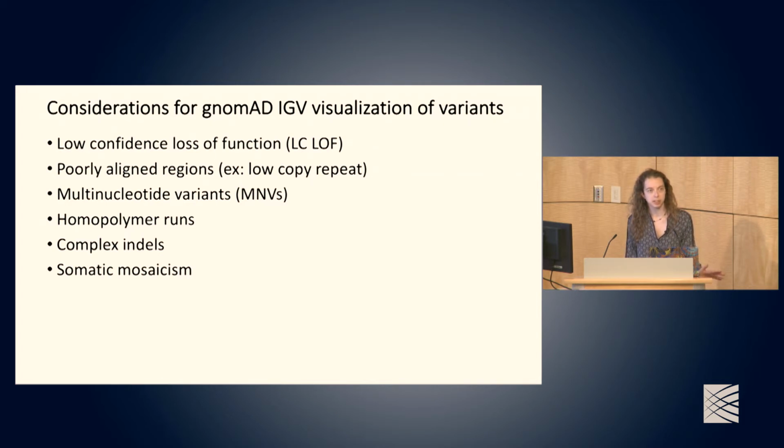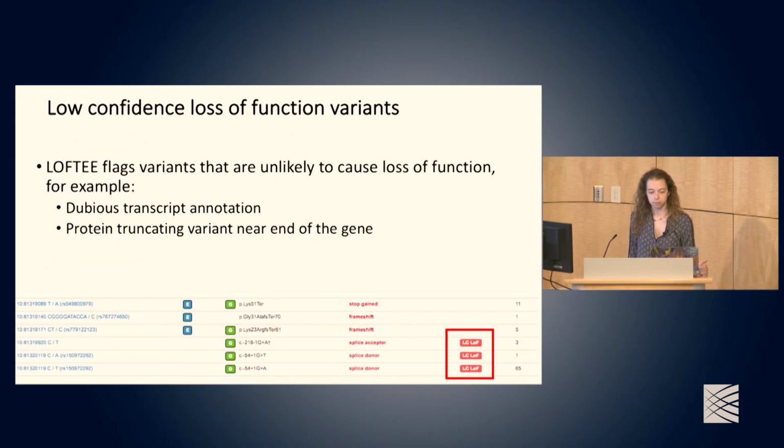variants. That's not to say that the variant isn't real, it's just to say that just because a variant is called a protein truncating or loss of function variant, it may not actually result in protein truncation. And so it's important to look at the variant and see what you think would happen from it. We have poorly aligned regions, multinucleotide variants, and somatic mosaicism, and I'm going to go through each of these.